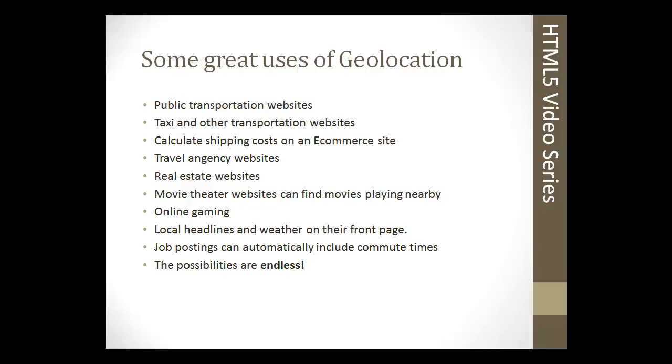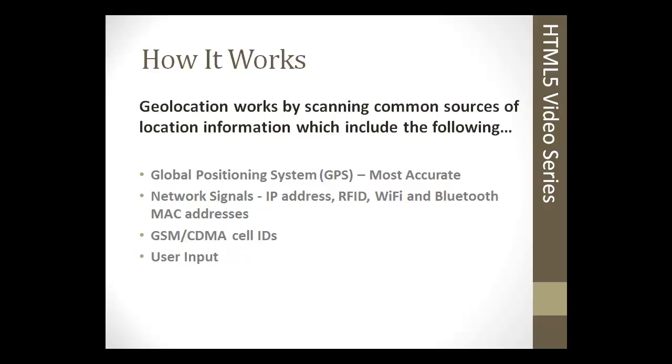Job postings, and they can automatically include commute times and transportation times. And this is just some of them. I mean, there's endless possibilities, and there's countless number of websites you could use this for. Very, very useful. So how does it work?